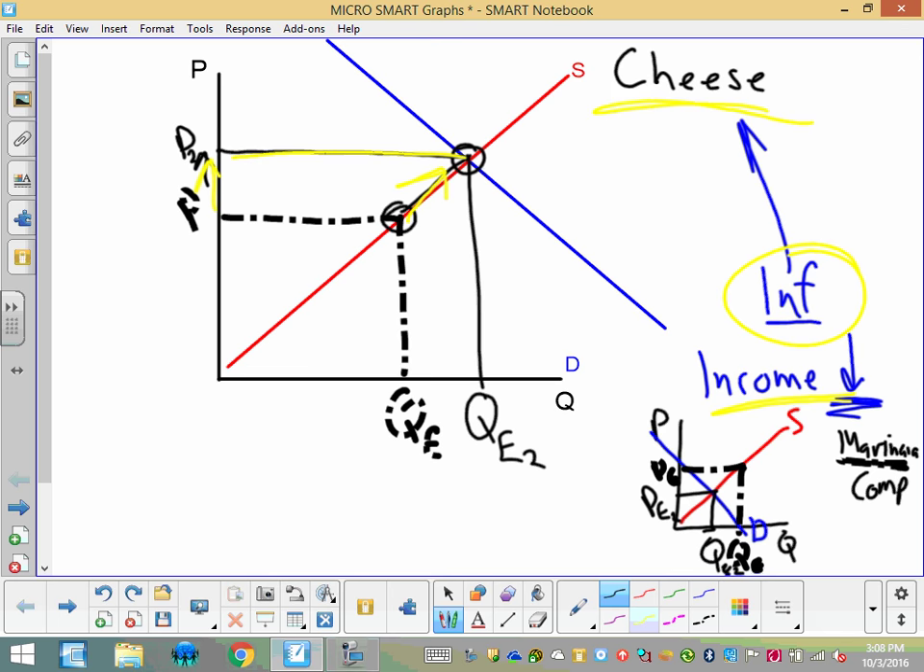Does it matter that marinara sauce is inferior or normal? Well, it could if income decreased. But let's assume it's normal. Okay, so how do you guys feel about this? Why would it go down? So they're complements. If you're buying mozzarella sticks, you're buying marinara sauce. If mozzarella sticks are more expensive, you would probably buy fewer mozzarella sticks, therefore you buy less marinara sauce, right? Does that make sense?